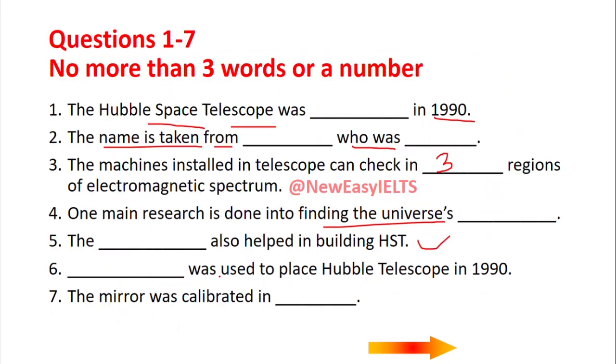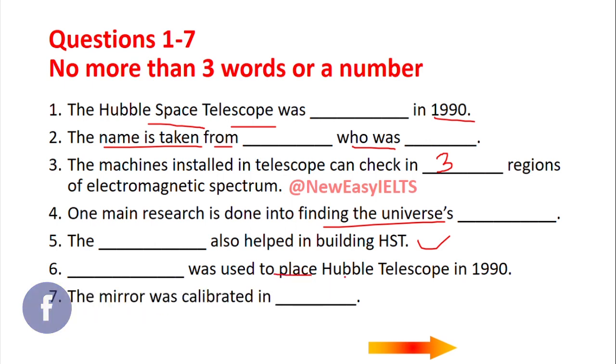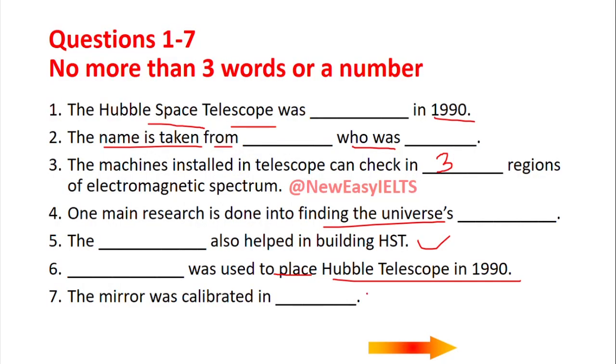Sixth is dash was used to place Hubble telescope in 1990. Okay, we got the keyword here. Place Hubble telescope in 1990. So the Hubble telescope in 1990 was placed at some place. So what we have to do is find out what thing was used to place the Hubble telescope. We have already read up till this. There is no new information about the placing or anything used for locating it at some place.